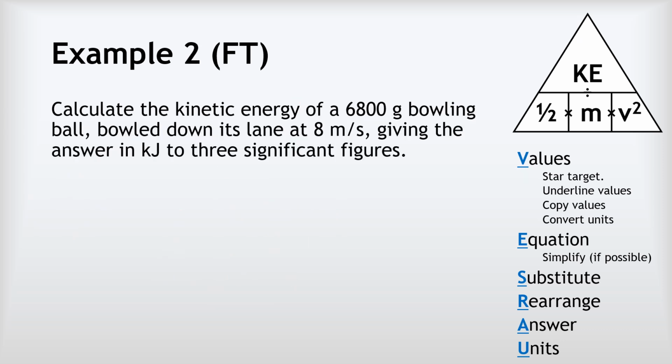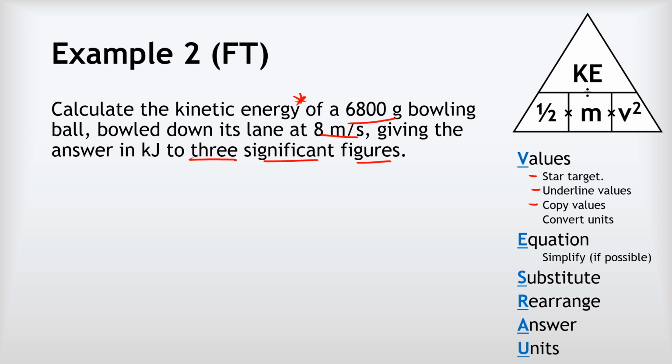Example number two. Calculate the kinetic energy of a 6,800 gram bowling ball bowled down its lane at 8 meters per second, giving the answer in kilojoules to three significant figures. Okay, let's work through it again. So we're going to start with starring our target, which is the kinetic energy. Underline the values. I've done that already.